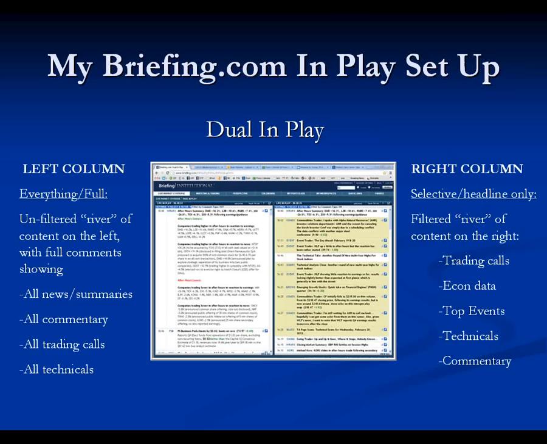And on the right side, I have it selected just down to a few things that I want to make sure I see as a summary of the sort of tone of things. So I filter that down to trading calls and commentary from my teammates, economic data, anything marked top event, technical comments, and any of the columns that we write and post to the page. And I set this one on headline only so that I can see the greatest number of topics showing at the same time.